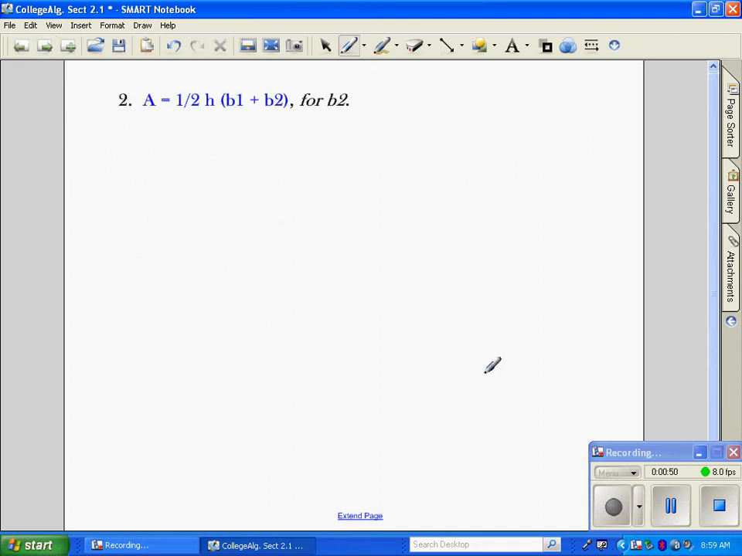In number 2, they ask us to solve for base 2. So first of all, I'm going to rewrite this. A equals 1/2 h (b1 plus b2), and I want to get b2 by itself. So the first thing, I want to get rid of the fraction. I multiply everything by a 2. This whole thing is one term, so I just multiply that whole term by 2. 2 times A is 2A. This 2 cancels this 2, so I just have 1h times (b1 plus b2).